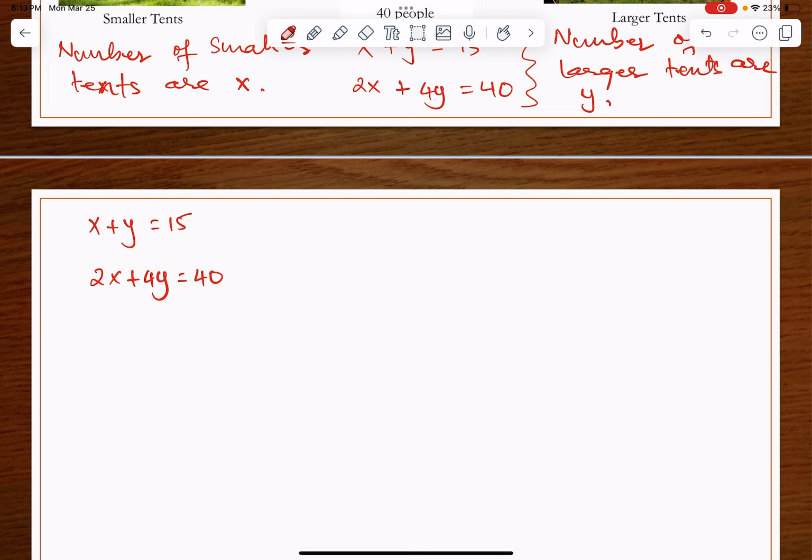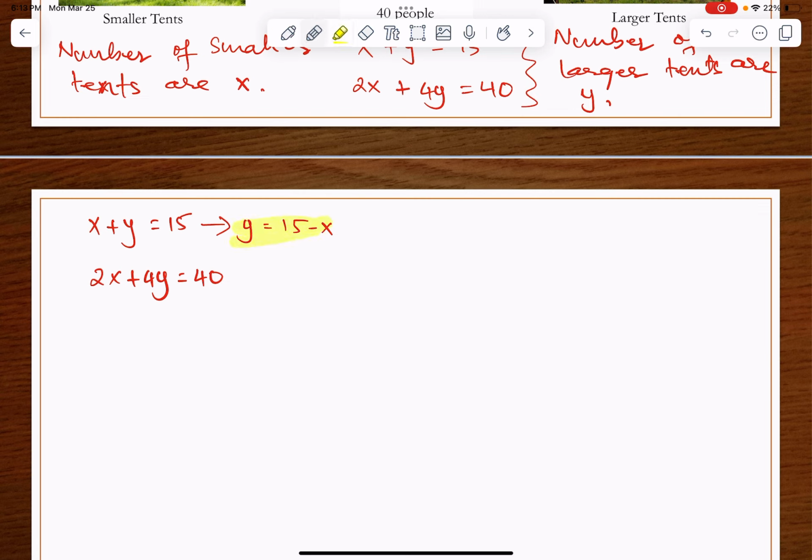First of all, let us use the substitution method. For the substitution method, you isolate one of the variables from one equation. I am doing it from the first equation because that equation looks very simple to me, and it is very easy to isolate one of the variables. So let us do that. y equals 15 minus x. If you subtract x from both sides, you get y equals 15 minus x. Now that is our y right there.